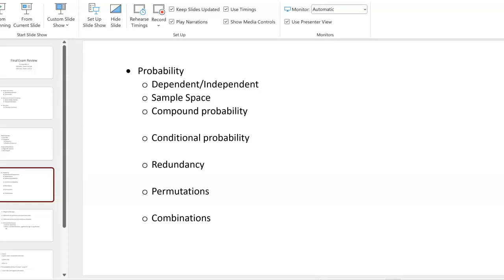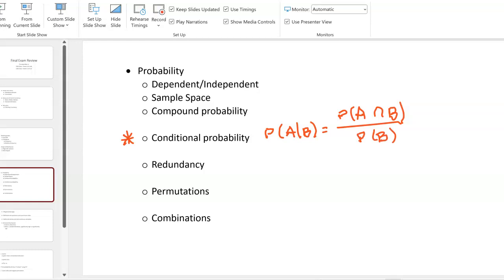Now, conditional probability, that you will have a formula. That's the probability of A given B. And the formula for that you'll be given is the probability of A and B happening divided by the probability of B.